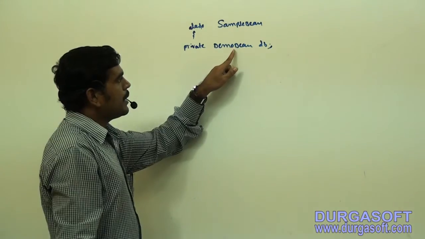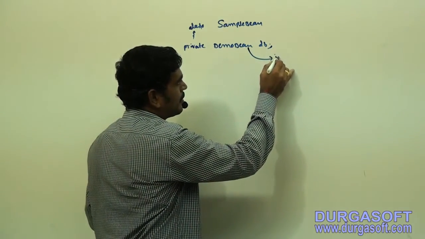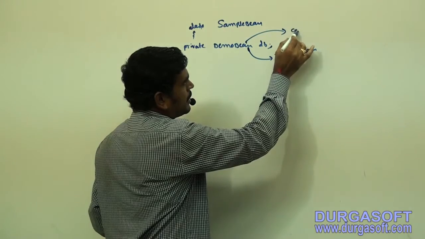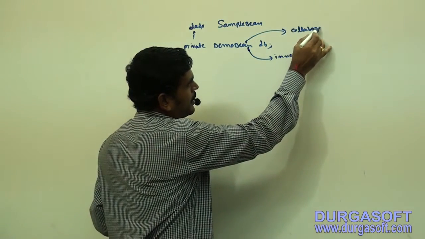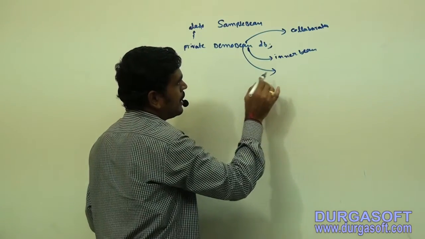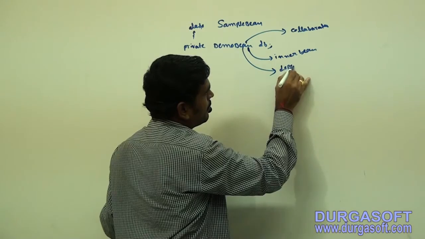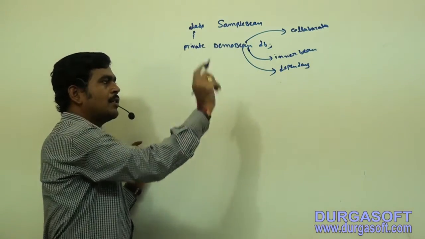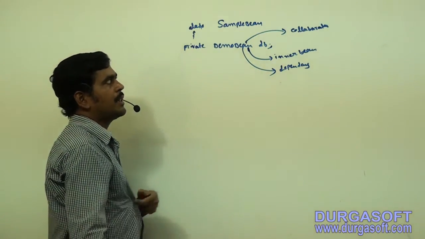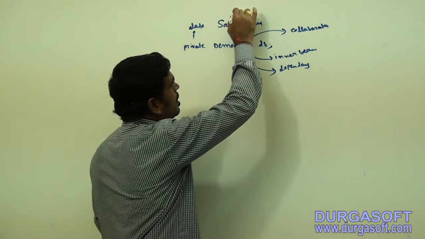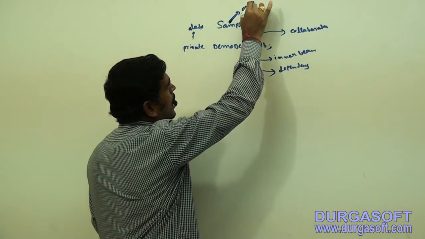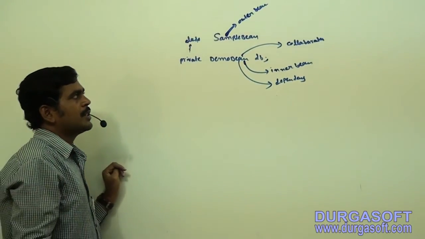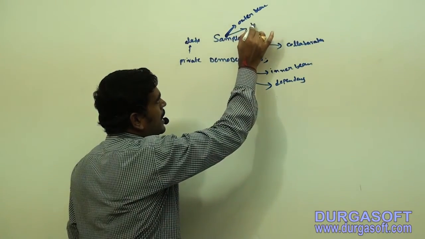This DemoBean is also called an inner bean. This is also called a collaborator. This is also called a dependency. Like this, different names are there we can call. Whichever is better for your speaking, we can take that. This is what? Outer bean. This is what? Inner bean. Okay, so this is also called dependent.